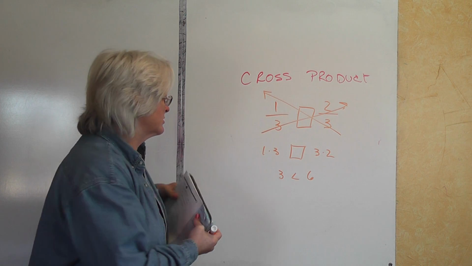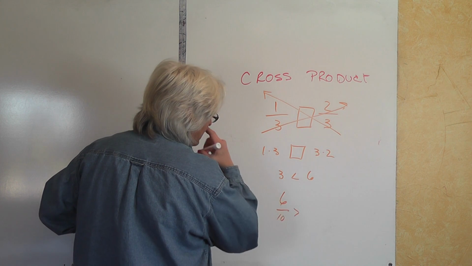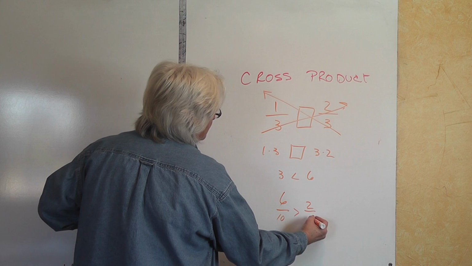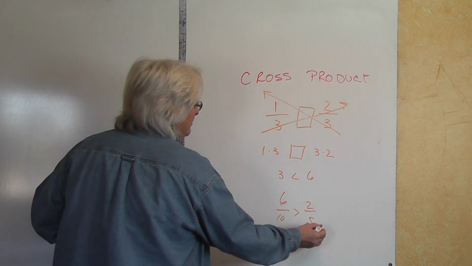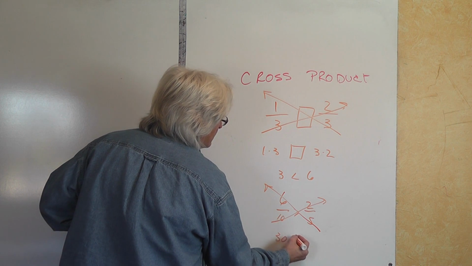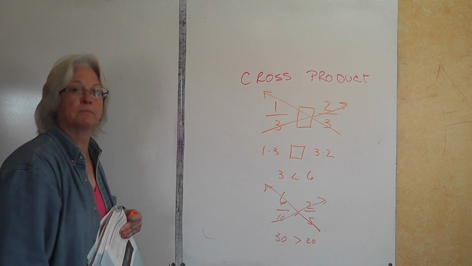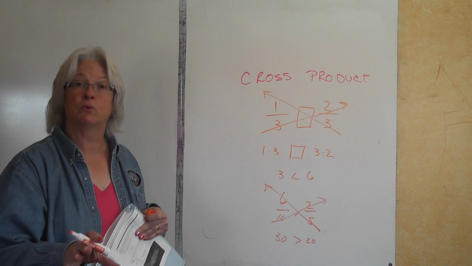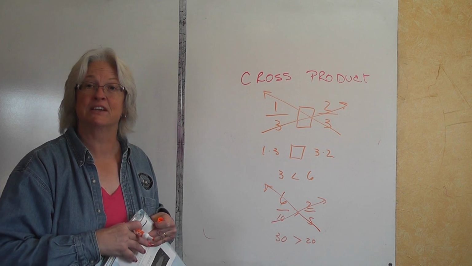If the cross products would be such that 6/10 is greater than 2/5, then that would be true, and we can verify that. 6 times 5 is 30, which is greater than 10 times 2, which is 20. That's the relationship between cross products and fractions. That's the end of this lecture, and I will see you next time.